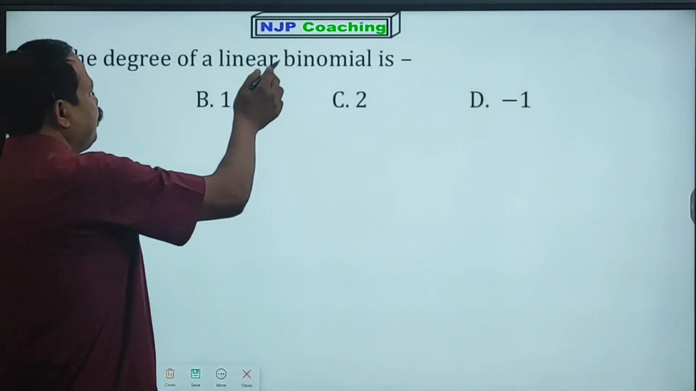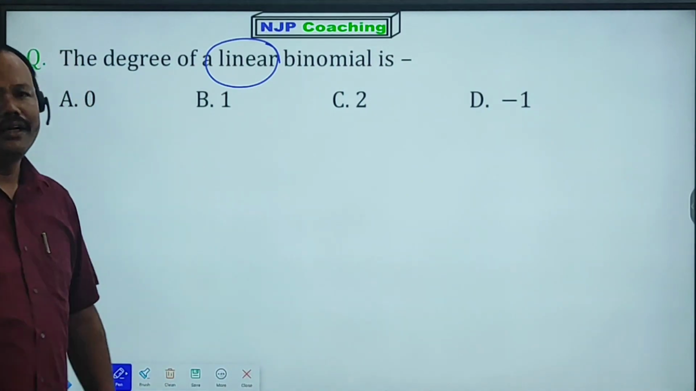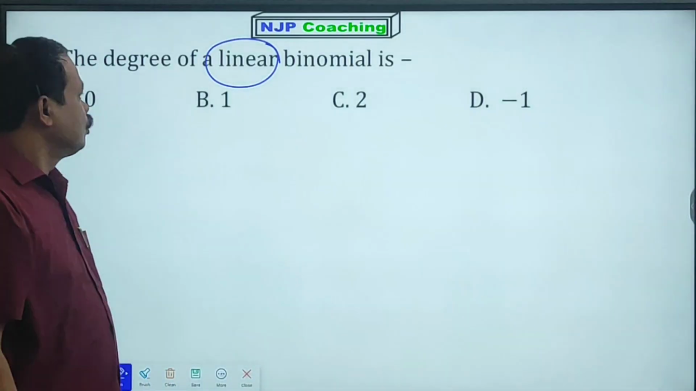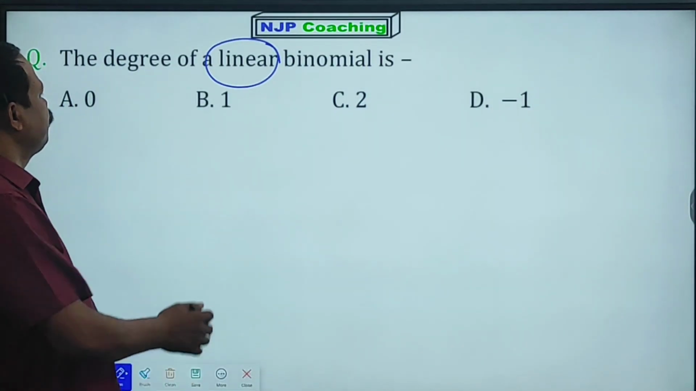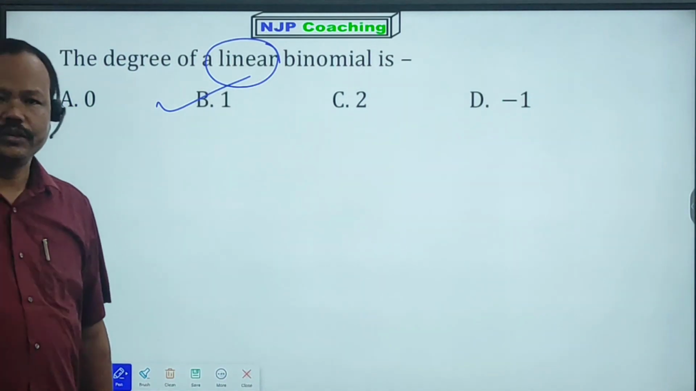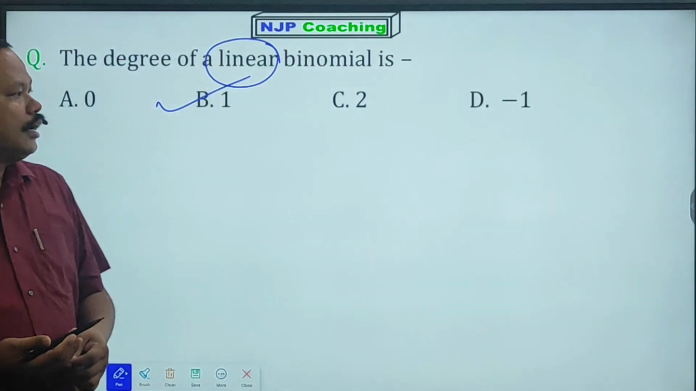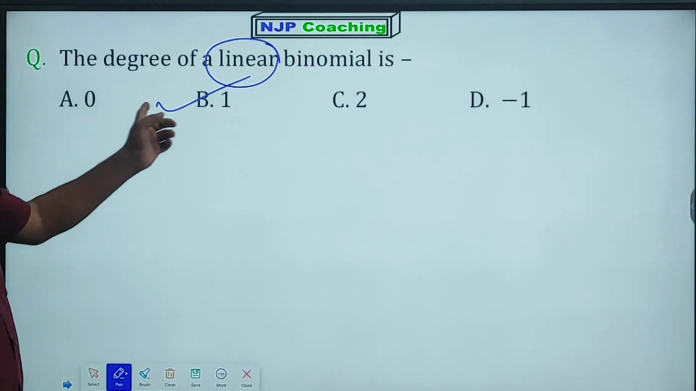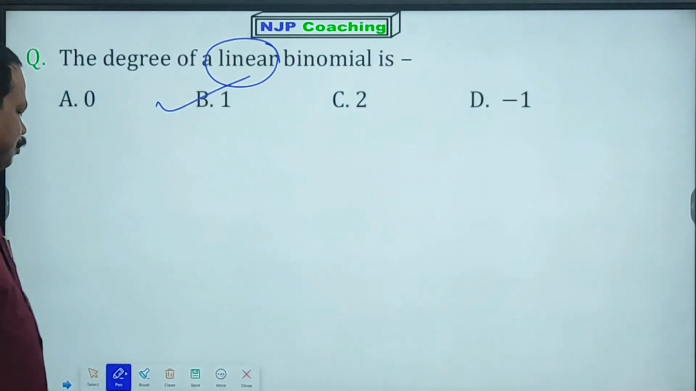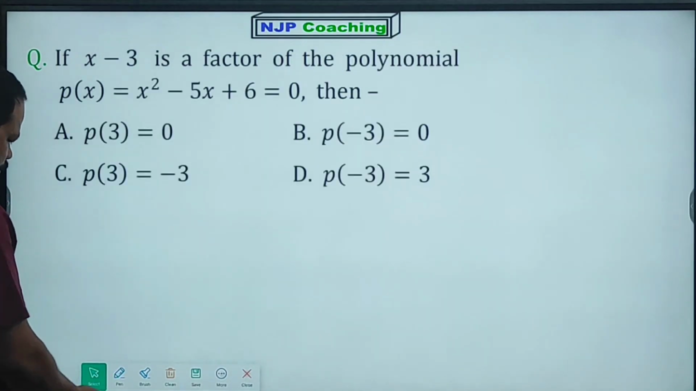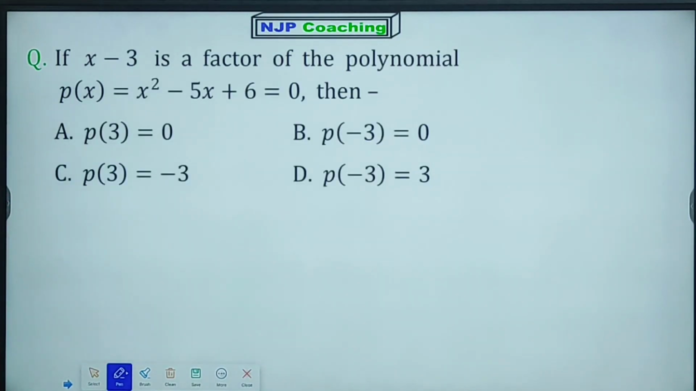So linear polynomial means the highest power is 1. So what is the degree of a linear polynomial? Degree of a linear polynomial is 1. Okay? 0, 2, minus 1, it cannot be. Next question.